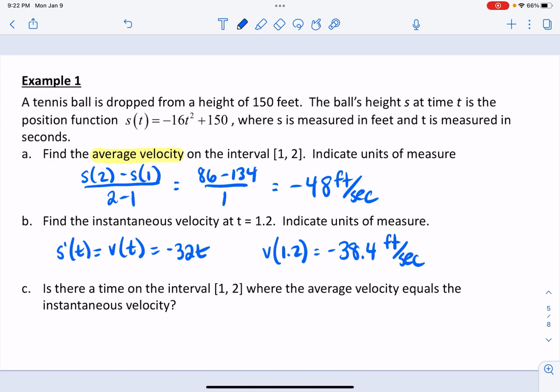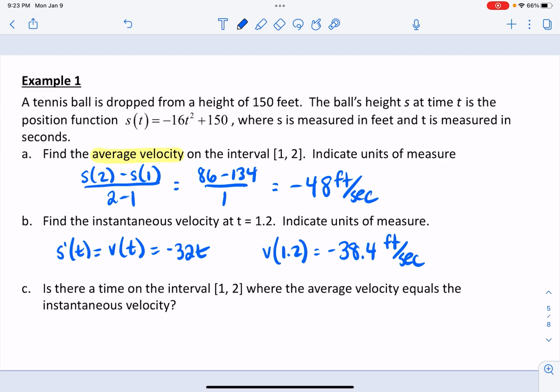And my units, okay, velocity, remember, is a rate. So distance over time. For the average velocity, the units on top here were a distance. This was a time. That's how I got distance over time.